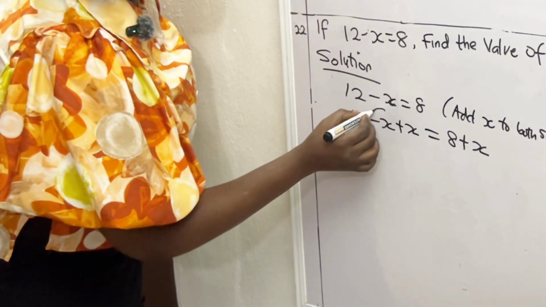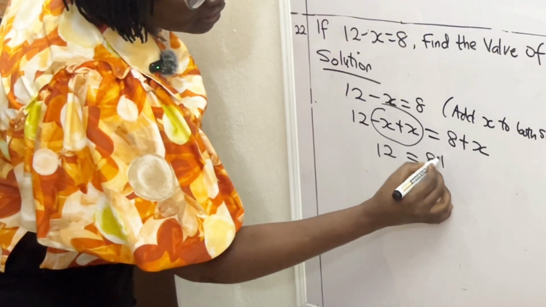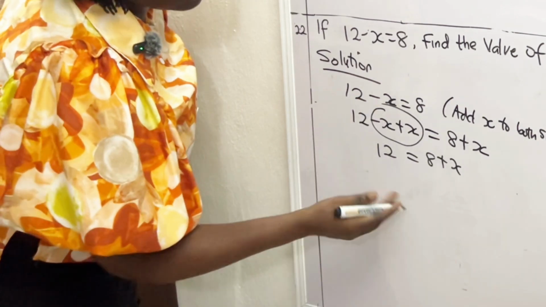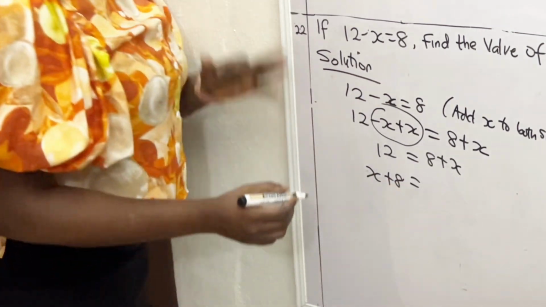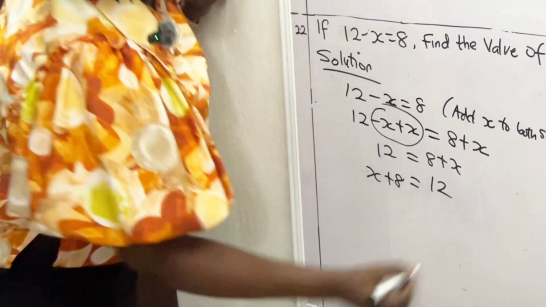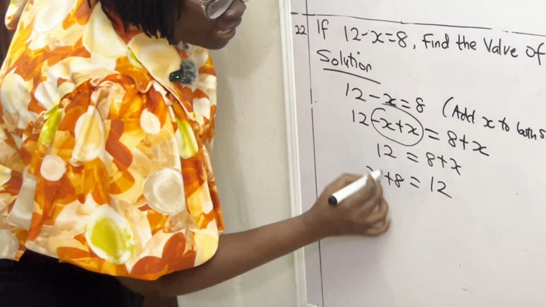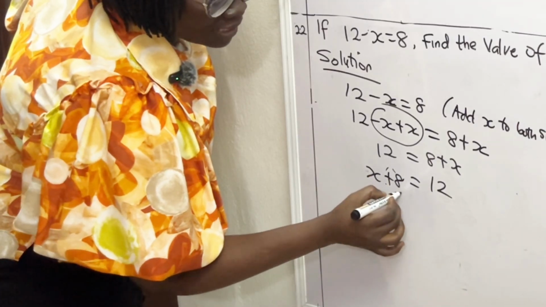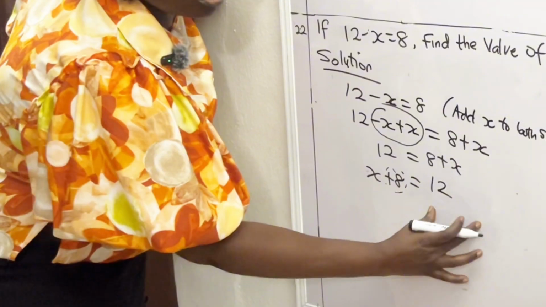So that means this will become what? 0. So we are left with 12 here equals 8 plus x. Then you can bring x plus 8 to this side so that your unknown will be on your left hand side. Okay, so you have x plus 8 is equal to 12. Now we want only x to be here, so you want to eliminate 8. You want to remove 8. So whatever you do to this side, you do to this side also.